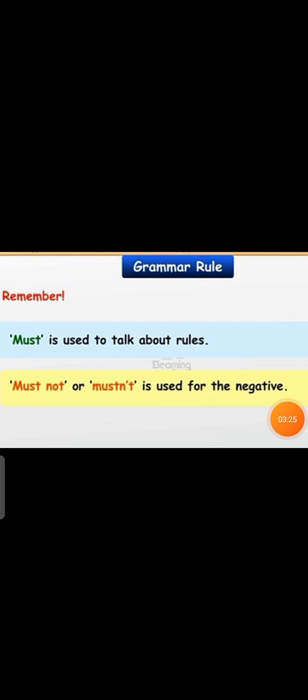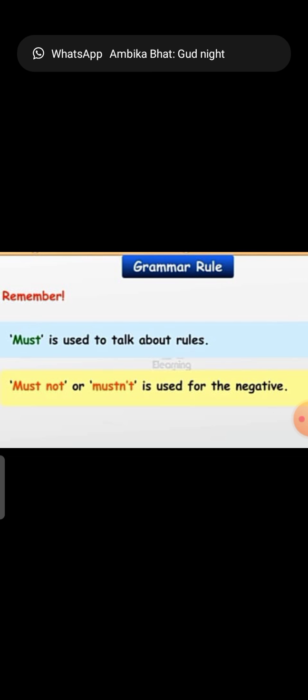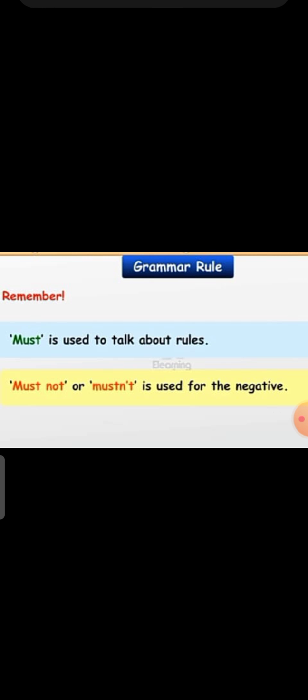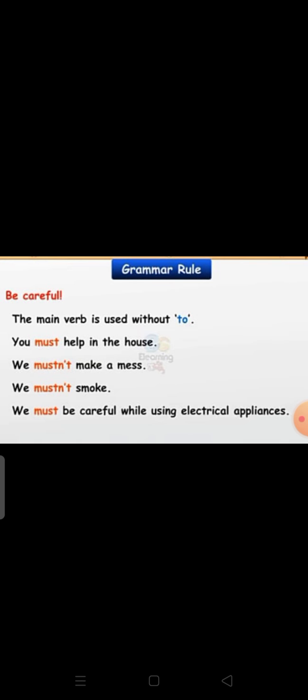Now, today we are going to do our chapter 4 grammar. Chapter 4 is Shipwrecked. Chapter 4 grammar is how to use must and must not. Must is used to talk about rules, meaning when we are talking about rules, that time we are using must. And must not or mustn't is used for negative sentences. Then this is our must and must not introduction.